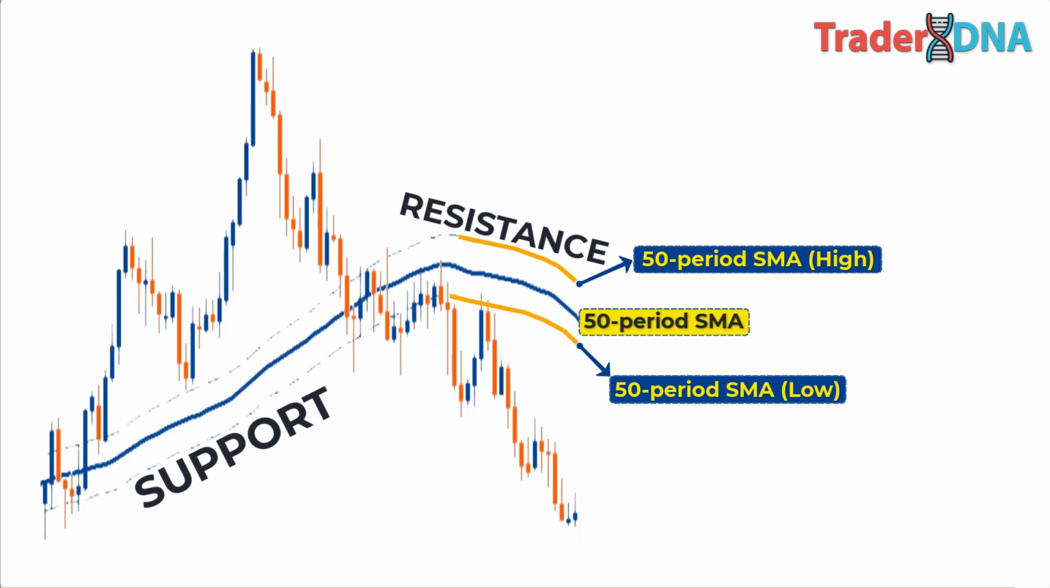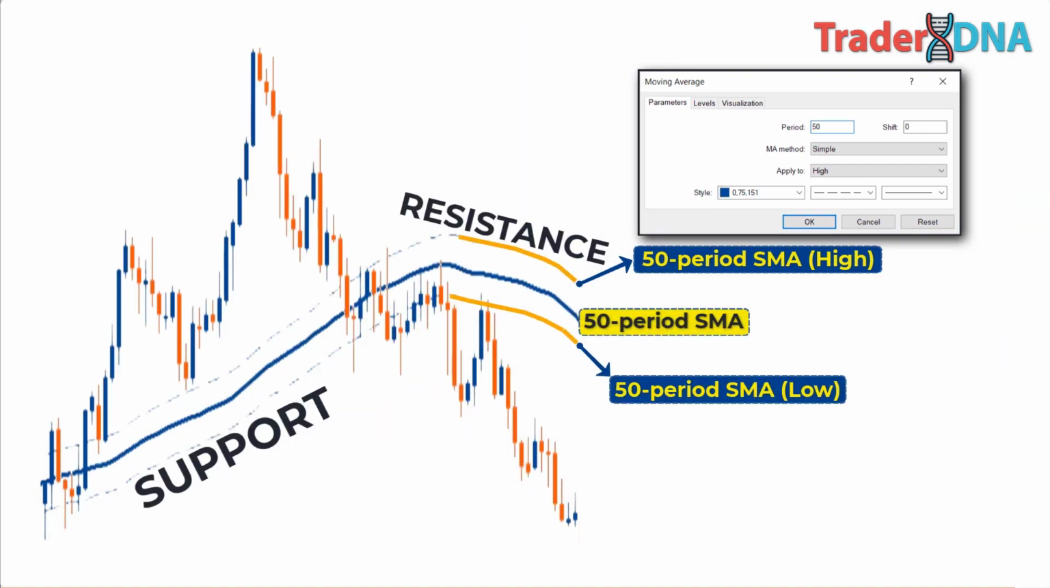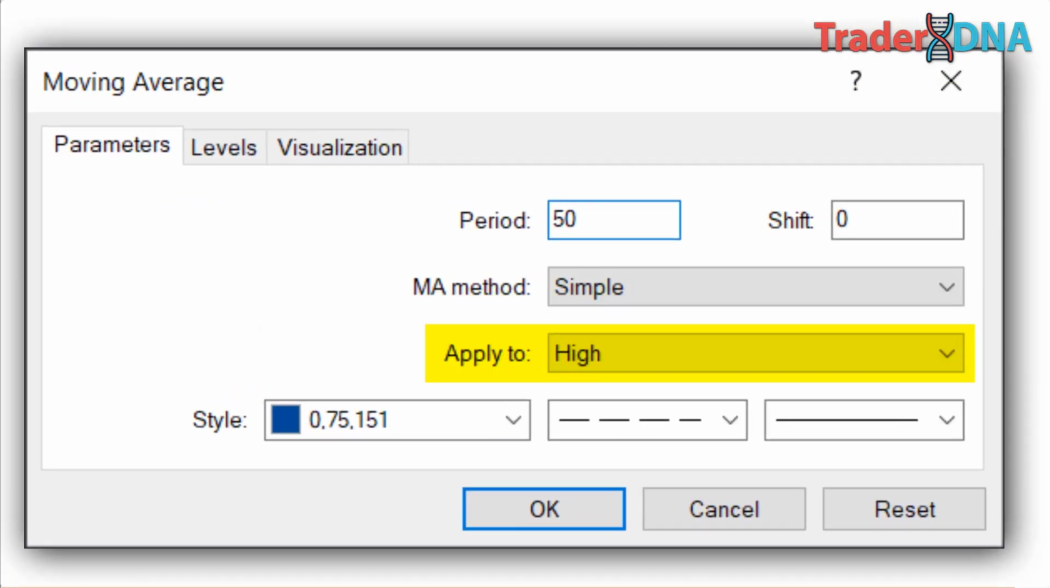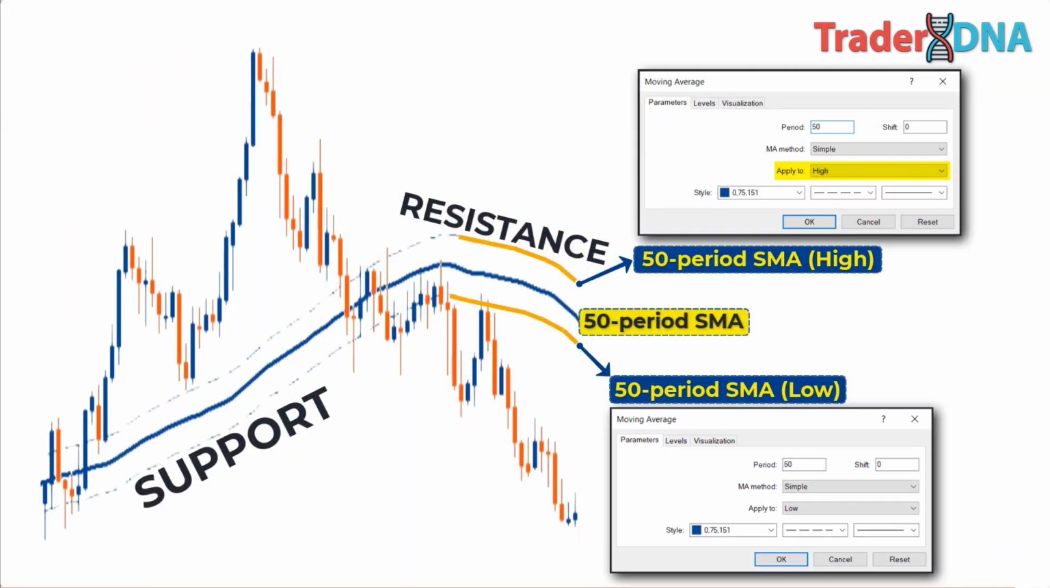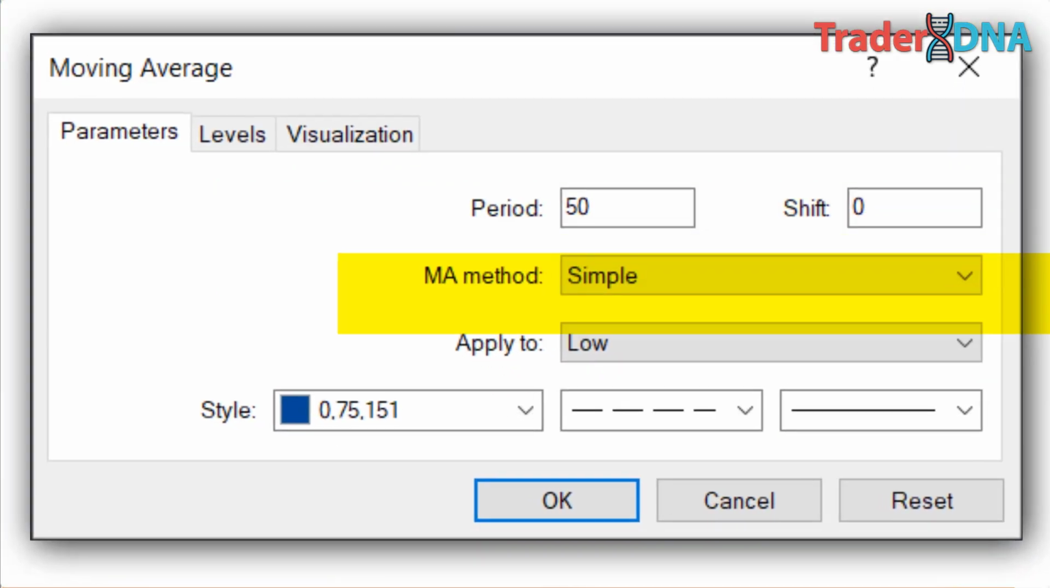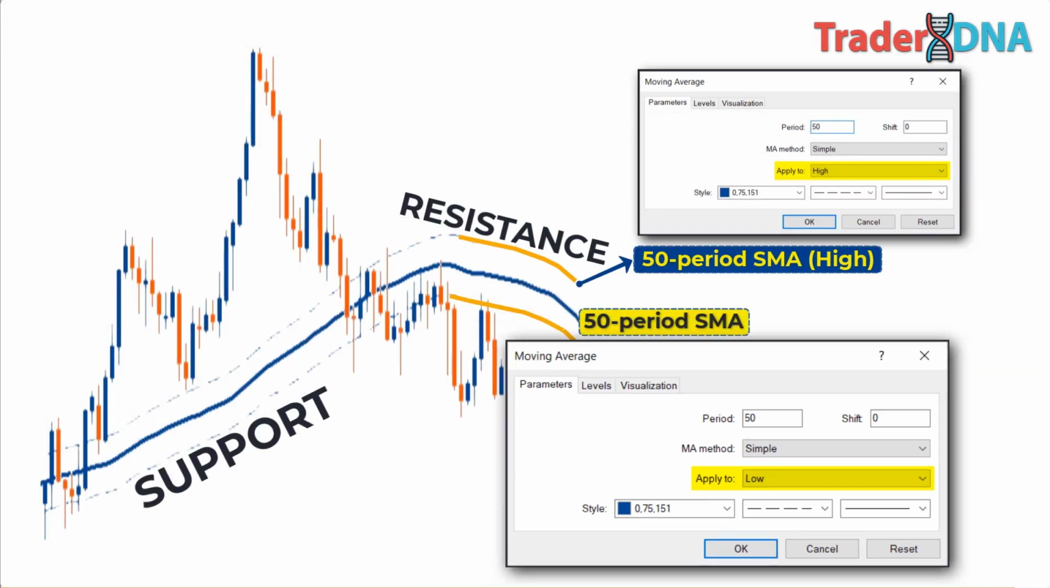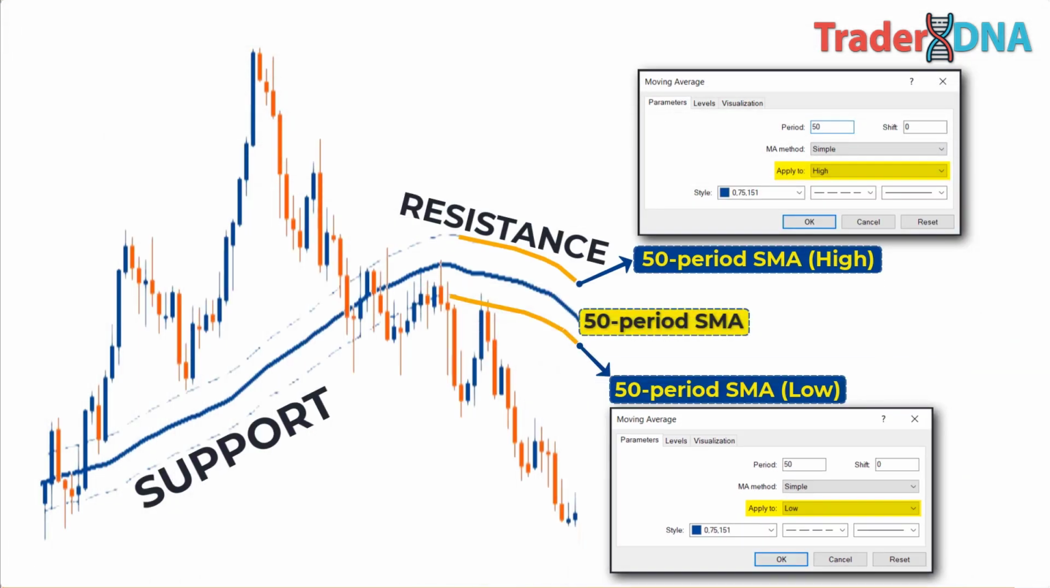The 50-period simple moving average, applied to the high, creates a line above the main moving average. This line marks the upper boundary of the support and resistance area. On the other hand, the 50-period simple moving average, applied to the low, creates a line below the main moving average, marking the lower boundary of that area. Now you have your Cobra moving average lines.